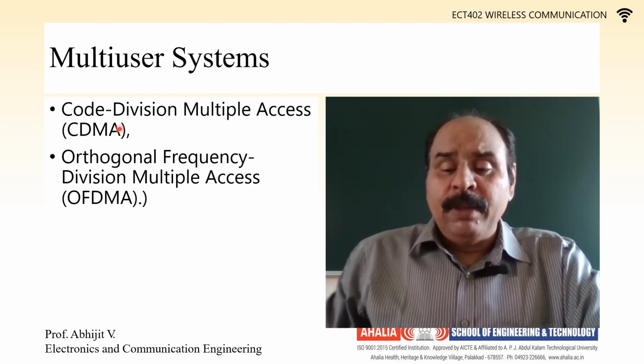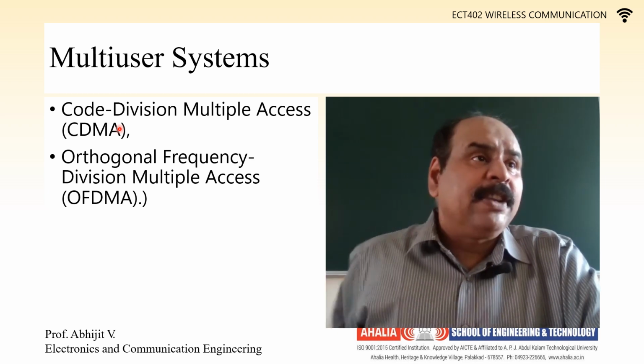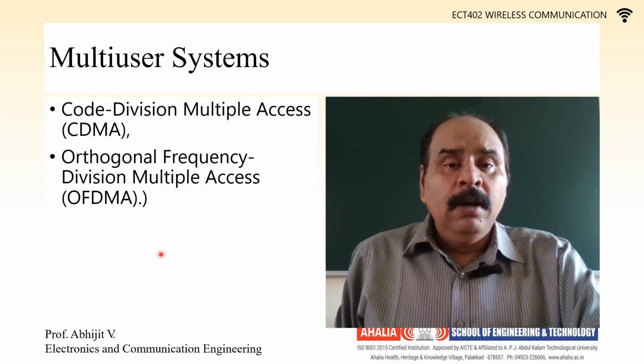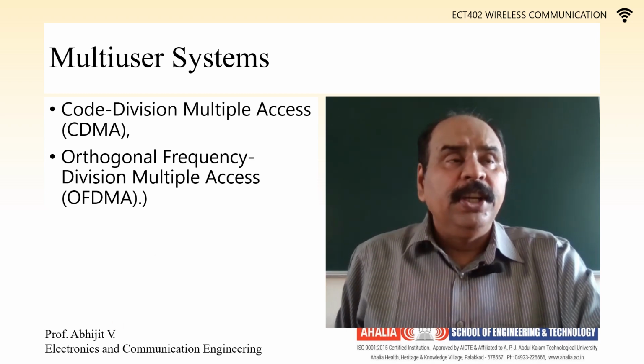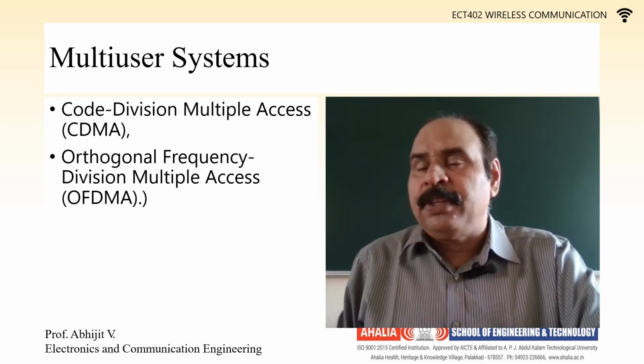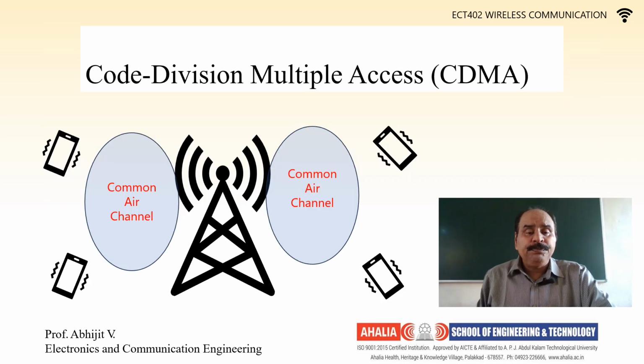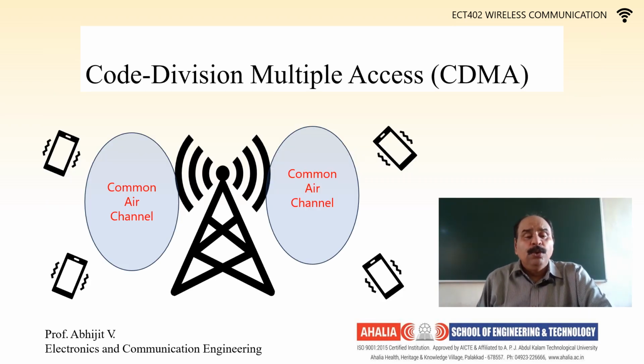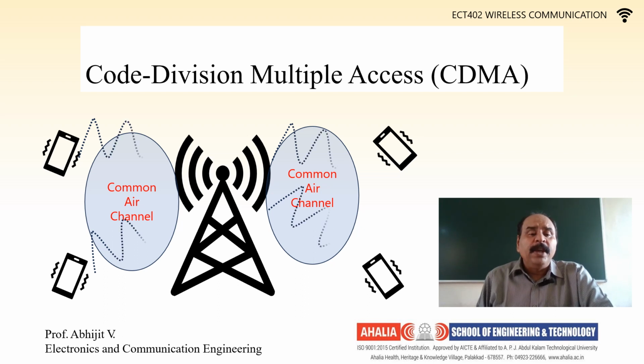So today we will be seeing what is multiple access, and then about CDMA, code division multiple access, and OFDMA. So let us consider a system where we have two users using a common air channel. We can imagine that there is a transmission happening from one user to the other through this common air channel.